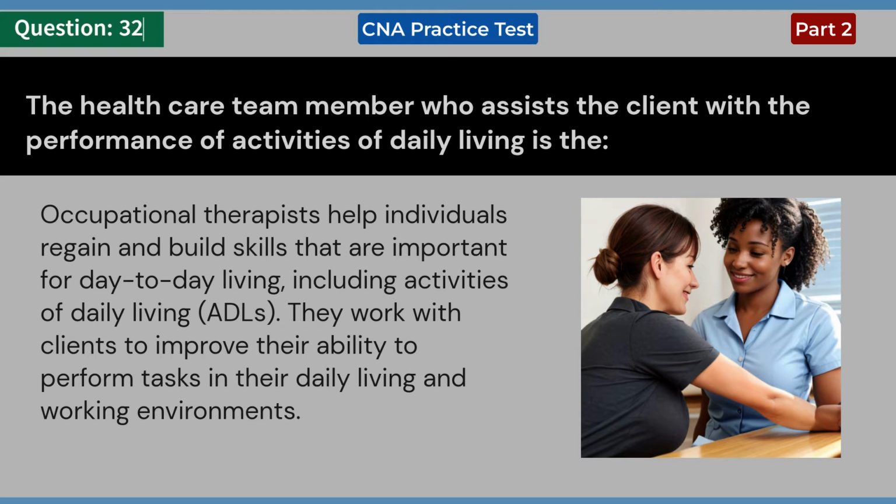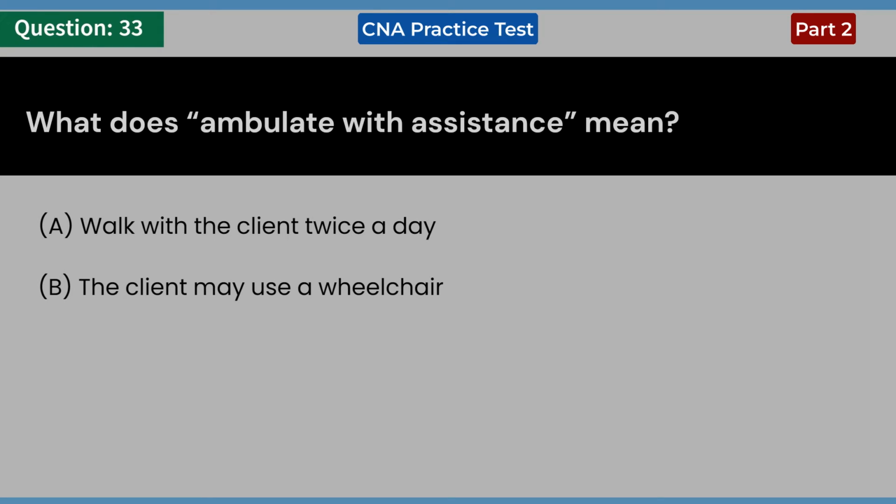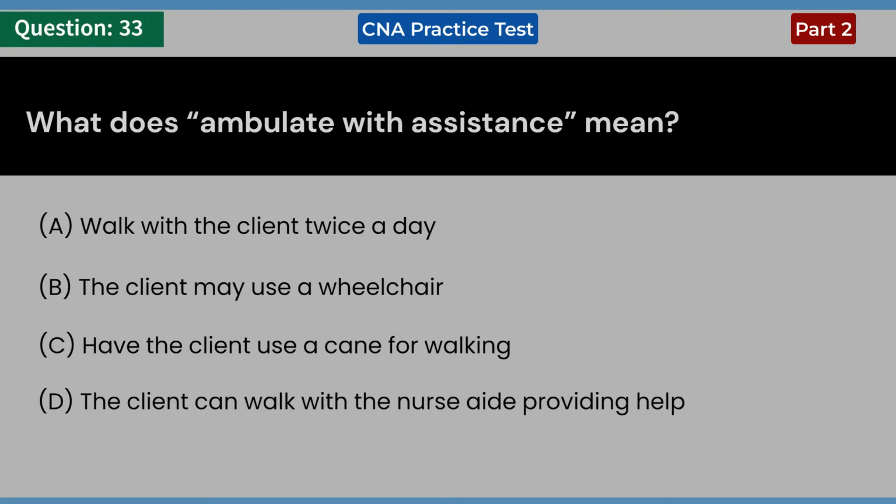What does ambulate with assistance mean? A. Walk with the client twice a day. B. The client may use a wheelchair. C. Have the client use a cane for walking. D. The client can walk with the nurse aide providing help. Answer: D. The client can walk with the nurse aide providing help.